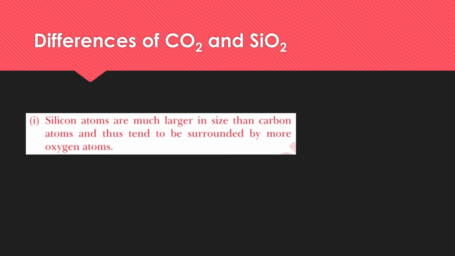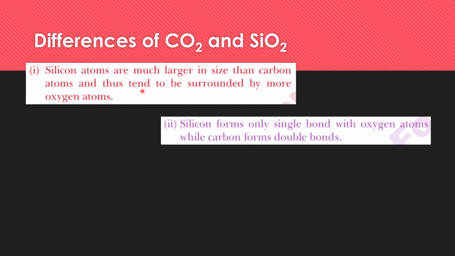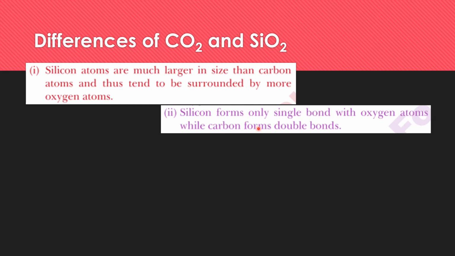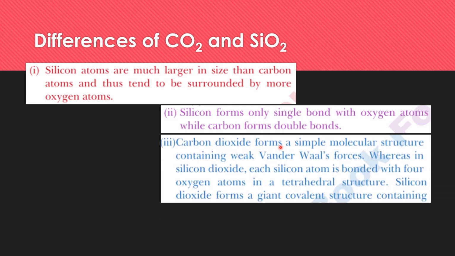Now about the differences between carbon dioxide and silicon dioxide. Silicon atoms are much larger in size as compared to carbon, and thus tend to be surrounded by more oxygen atoms. Silicon forms only single bonds with the oxygen atom, while carbon forms double bonds with oxygen. Carbon dioxide forms a simple molecular structure containing weak van der Waals forces, but in the case of silicon dioxide, each silicon atom is bonded to 4 oxygen atoms in a tetrahedral structure, and it is forming a giant molecule.